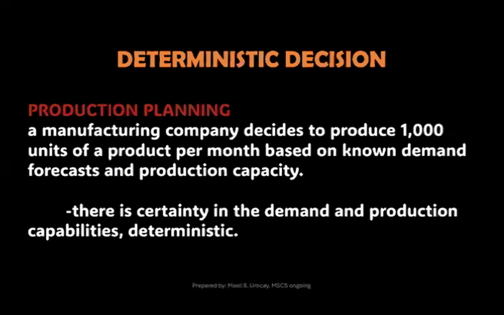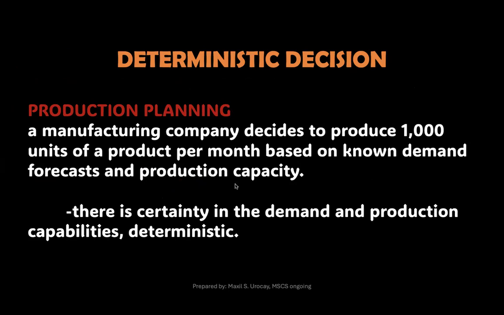Suppose that there is a specific example here about production planning. Production planning is considered a deterministic decision where a manufacturing company decides to produce 1,000 units of a product per month based on known demand, forecast, and production capacity. So there is certainty in that example, right? The demand and production capabilities are clearly determined.